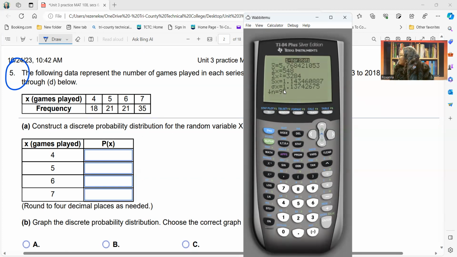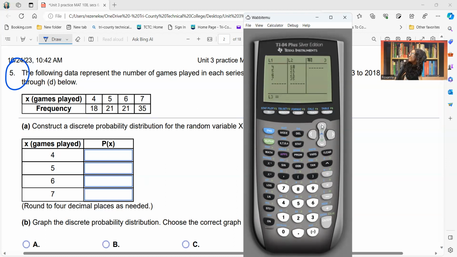So now I'm about to find the probabilities and put them in L3. So I'm going to go back and then go back to edit. And then I'm going to tell my calculator to find the probability of each random variable. Another way of saying 18 divided by 95, give me what it is. 21 divided by 95, give me what it is.